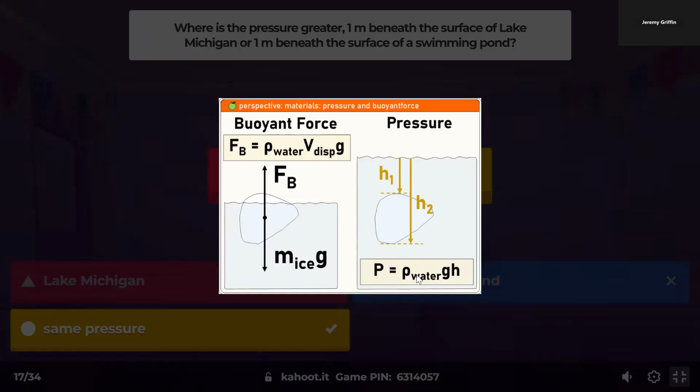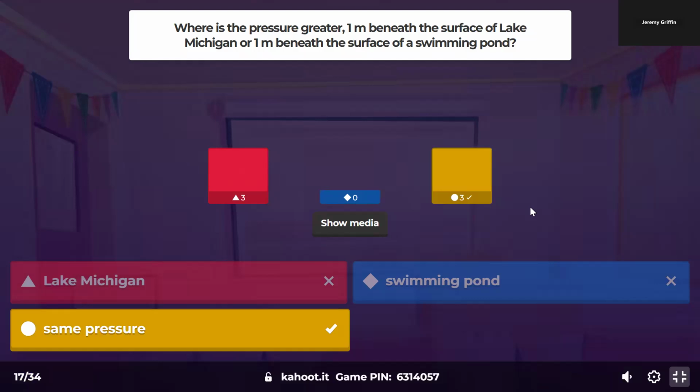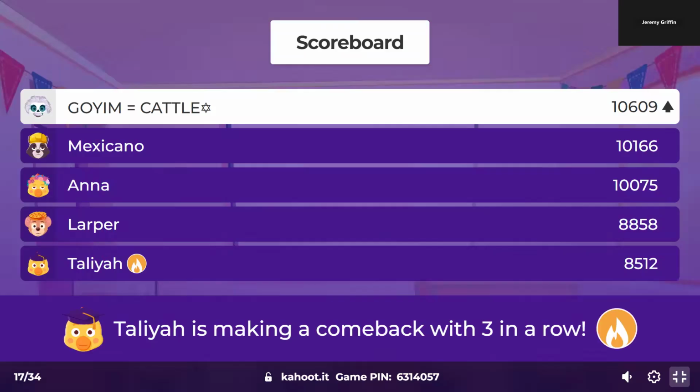Here's your pressure formula. It's the density of the surrounding fluid, in this case water, the gravity field of the planet, and H represents how deep you dive. So rho g h. Right? Well, 1 meter deep could be the same for a swimming pond as it is for the lake, and these other numbers are the same also. Yeah, it's the same pressure. Same pressure. Right? You guys go with same pressure? We're just 1 meter down from the surface.